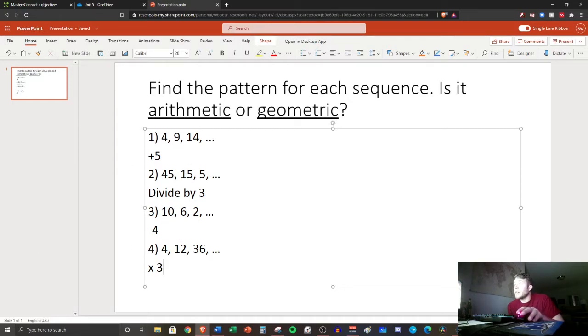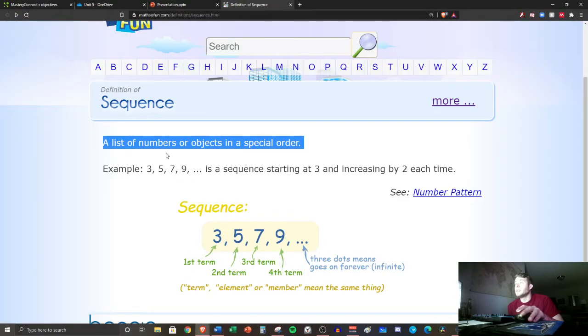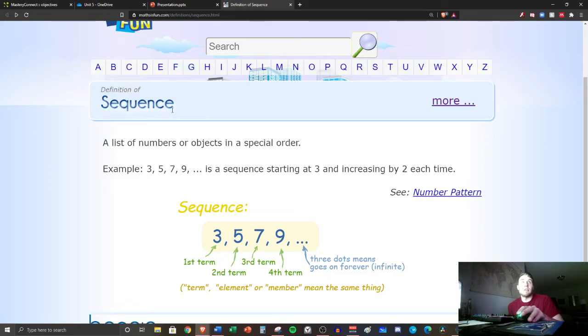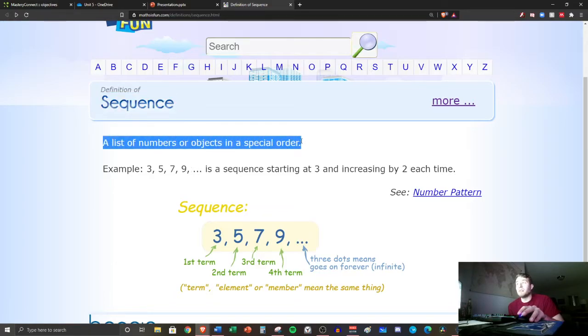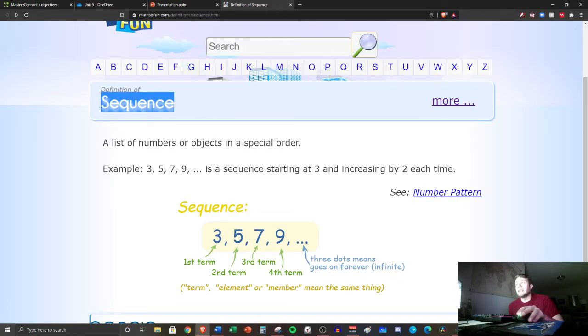So now we want to decide, we're going to write down 3 definitions, okay? First definition you're going to write down is sequence. So go ahead and write the word sequence for me. A sequence is a list of numbers or objects in a special order. So that's your definition. Go ahead and write that down and pause it if you need to. But again, this is not a new idea. This is something you learned in iMath 1.